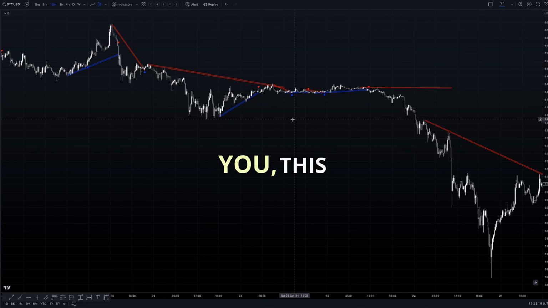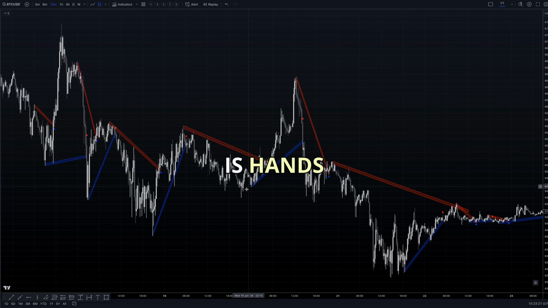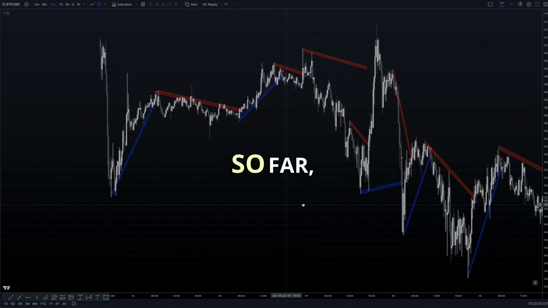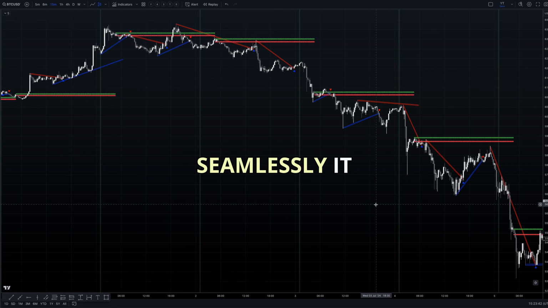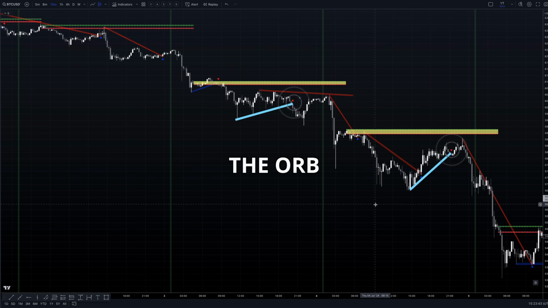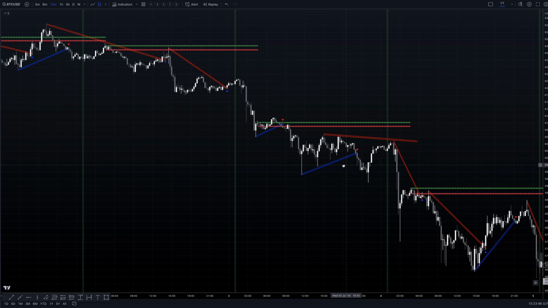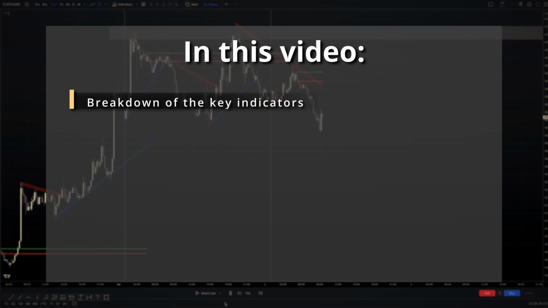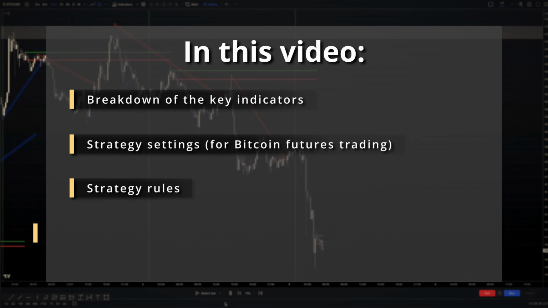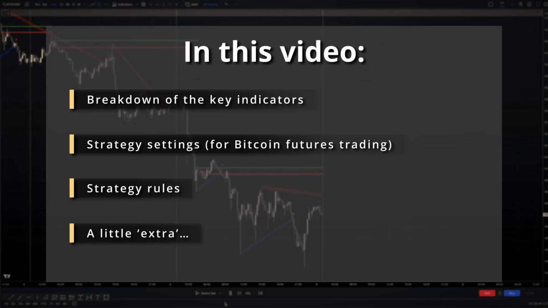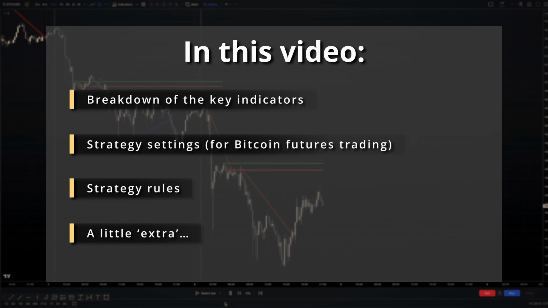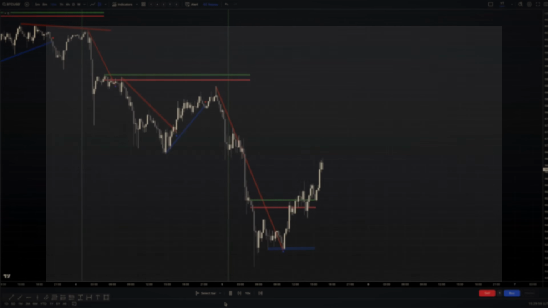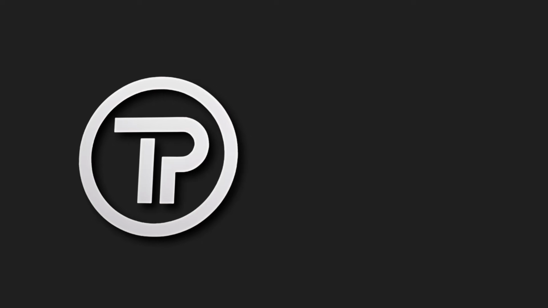I've got to be honest with you, this auto trend line indicator is hands down the best I've come across on TradingView so far, and it's impressive how seamlessly it works in combination with the ORB indicator. Today, we're going to take a closer look at these two indicators and explore how they can work together in trending markets. I'll walk you through this powerful setup, settings, and strategy rules. Stick around until the end for the improvements you can add to eliminate some false entries.